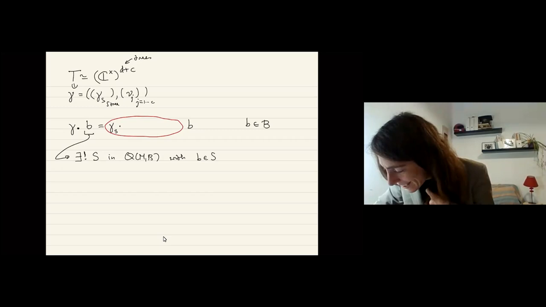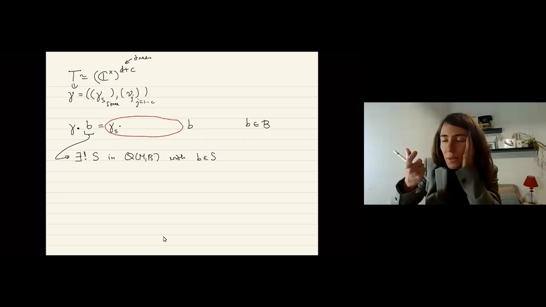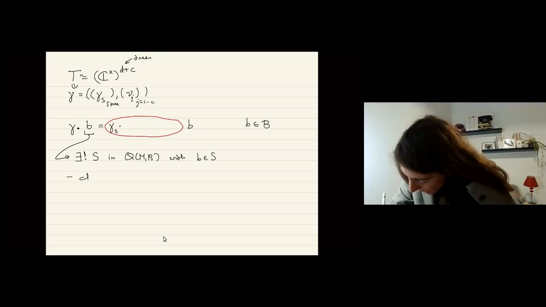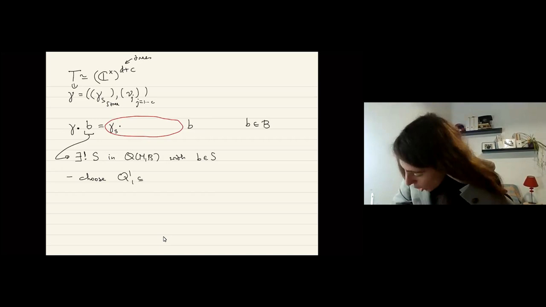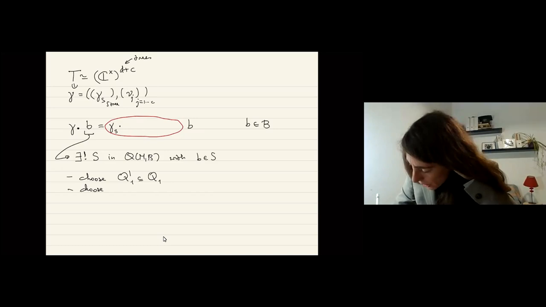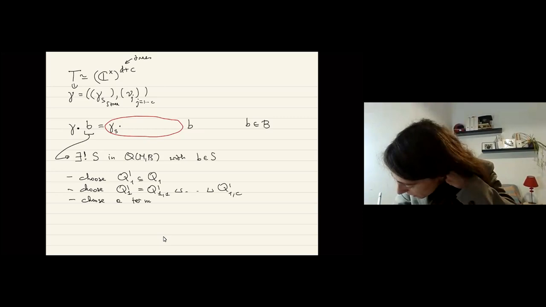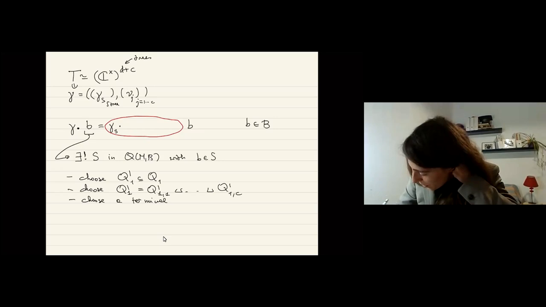The way this second part of the torus acts is going to depend on several choices. What we have to do is choose a subset of the set of edges, and choose a partition of it into C parts. And then also, once and for all, we have to choose a vertex for any tree. Let me write a terminal vertex. That's a recipe to pick it, which I'm not going to describe. So a terminal vertex, B_S, for any tree.